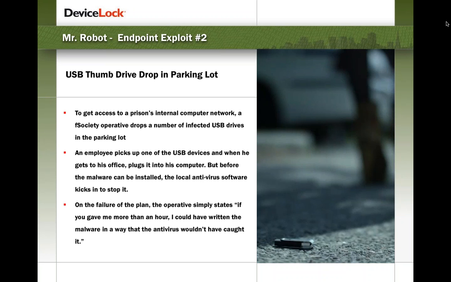However, the exploit fails when the antivirus software pops up with a warning and the employee frantically pulls the USB thumb drive out and also the network cables as well. However, on the failure of the exploit, the hacker operative merely states, well, if you gave me more than an hour, I could have written the malware in a way that the antivirus wouldn't have caught it. So really it wasn't the fact that it couldn't have worked, just that more time was needed to write some better malware. Time which most hackers do have, except in this particular Hollywood case.